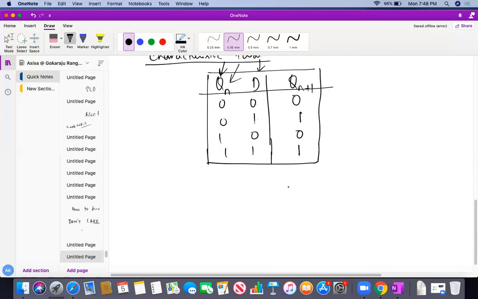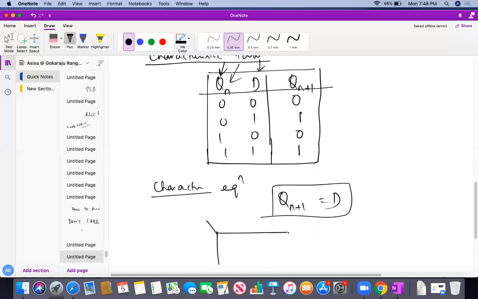So what is the characteristic equation? If you can solve it, it's okay. If you don't solve it, obviously Qn plus 1 is D only. Am I correct, students? If you solve it also, it's fine. It's just a two variable.